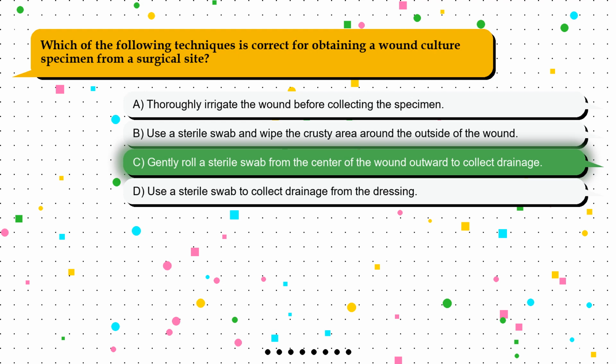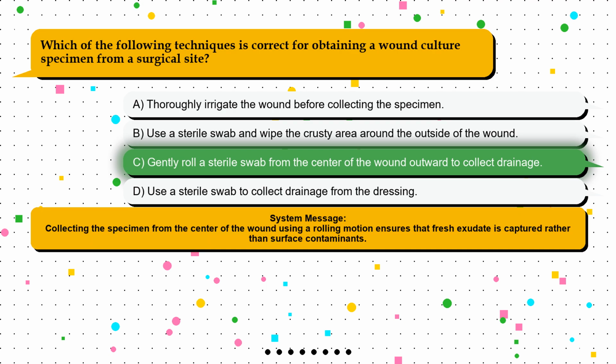The correct answer is option C. Gently roll a sterile swab from the center of the wound outward to collect drainage. Collecting the specimen from the center of the wound using a rolling motion ensures that fresh exudate is captured rather than surface contaminants. Question 3.